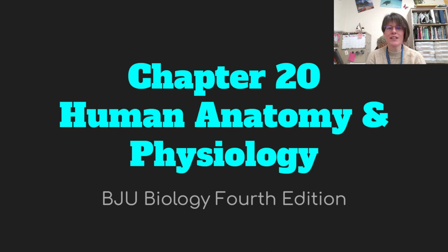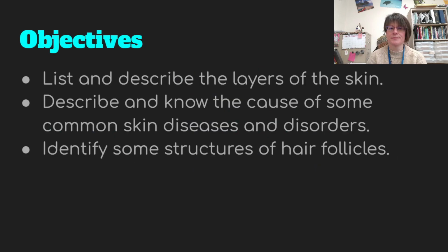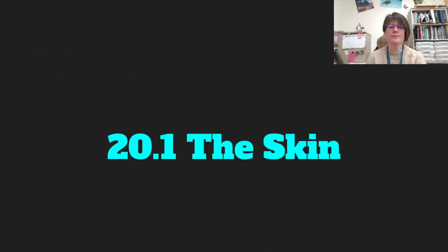We are currently studying Chapter 20 on Human Anatomy and Physiology from BJU Biology's 4th edition. Today, we're going to talk about Section 20B, the Integumentary System. So our objectives will be to list and describe the layers of the skin, describe and know the cause of some common skin diseases and disorders, and identify some structures of hair follicles.